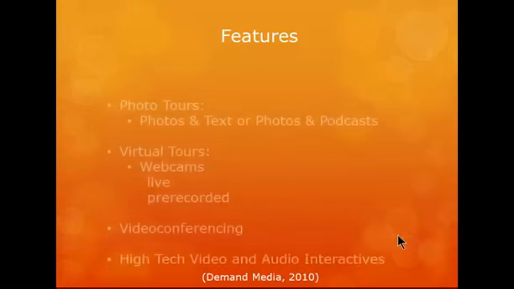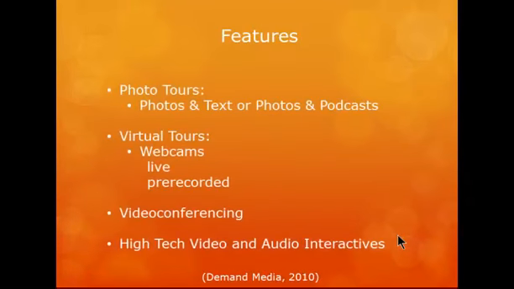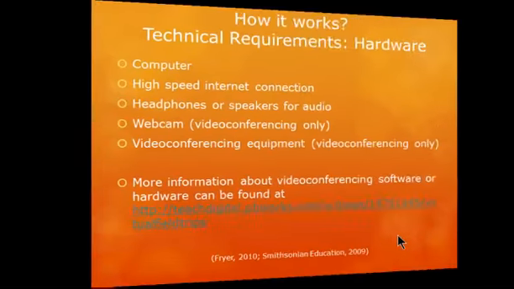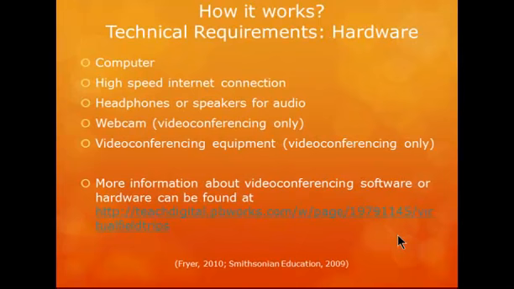Features include photo tours, photos and text or photos and podcasts, virtual tours, webcams, live or pre-recorded, video conferencing, or high-tech video and audio interactives. Hardware needed are computer, high-speed internet connection, headphones or speakers for audio, and of course a webcam for video conferencing or video conferencing equipment. If you need more information on what is needed for software and hardware for video conferencing, you can check out this webpage.